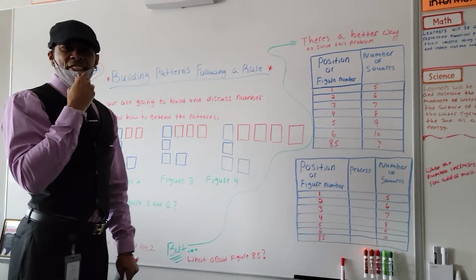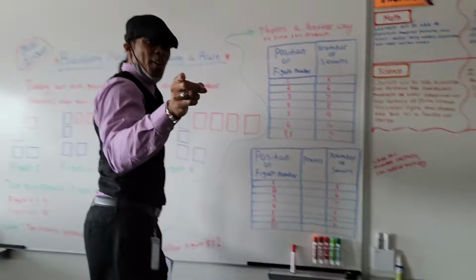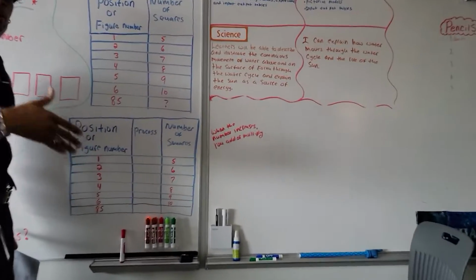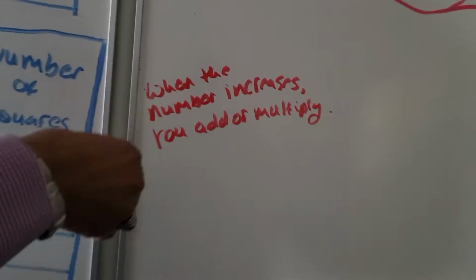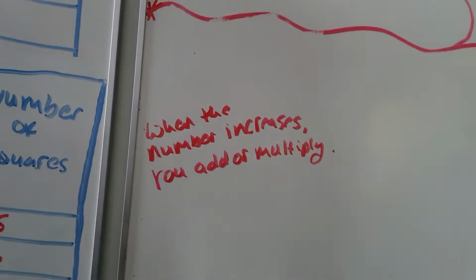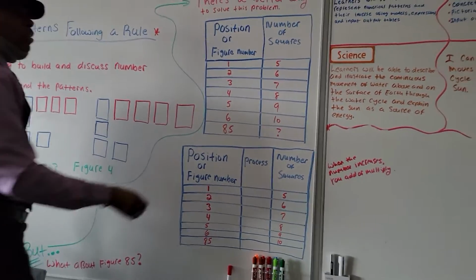I see my protege just pretty much summed up the mini lesson. Sorry, y'all. So over here is a little side note that we're going to do later on today with our anchor chart. And it says, when the number increases, you add or multiply. So we're trying to find figure 85 by looking at these numbers.